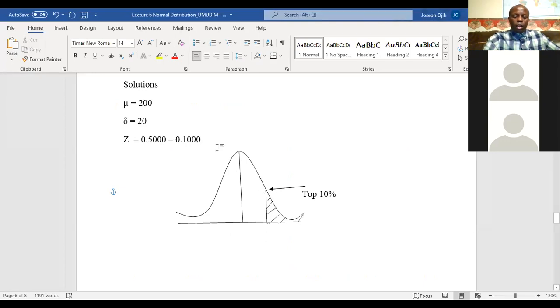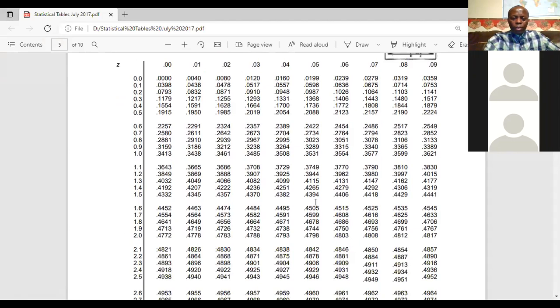Now, which is 0.4000. This is what we're going to look for on the table. If you don't see it, we look for a number that is closest to it. Let's look at it. We go to the table and look for 0.4000.